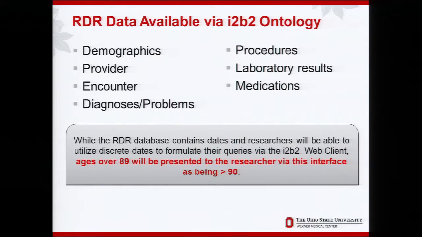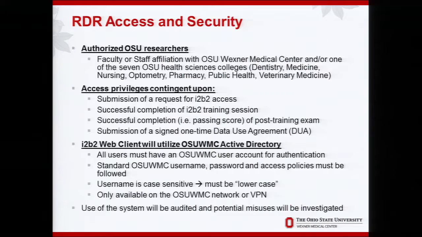RDR data is available via the I2B2 ontology. So what can we get out of it? What are we going to be looking for? Your demographics, your providers, your encounters, your diagnosis and problems, your procedures, your laboratories, and medication. The biggest thing, though, to remember is that ages over 89 will be presented to researchers as being greater than 90.